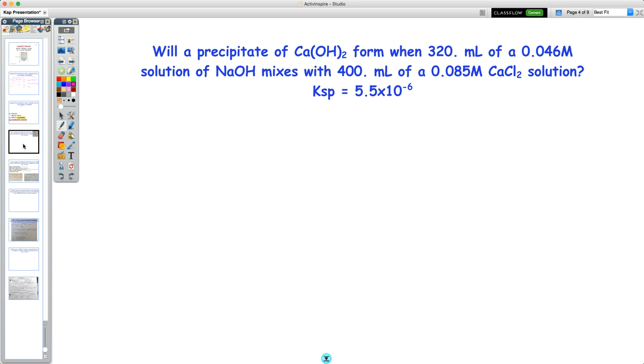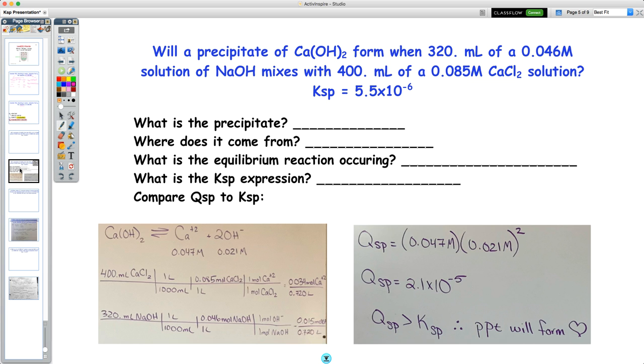The next one is only slightly more complicated, but we're gonna take it slow. It says, will a precipitate of calcium hydroxide form when 320 mL of a molar solution of sodium hydroxide mixes with calcium chloride? And they're telling you a Ksp. So on the next slide, what I have are the questions that I ask myself when I'm trying to solve one of these problems.